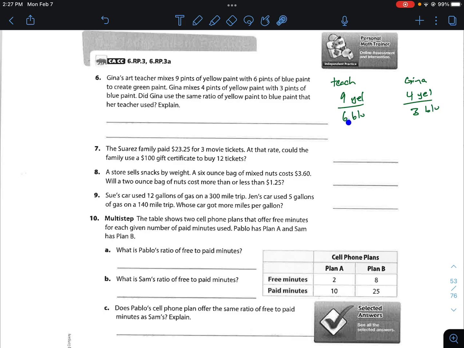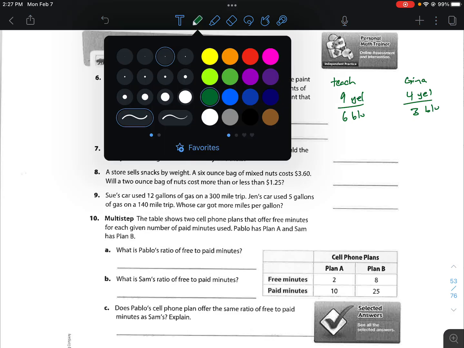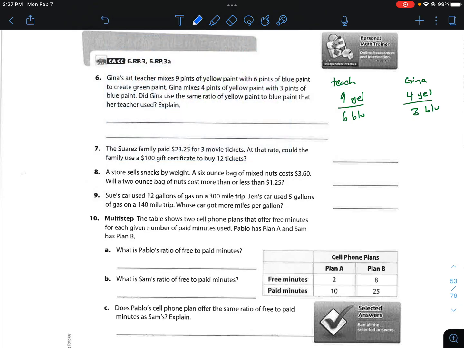Is 9 to 6 the same thing as 4 to 3? Well, ask yourself, can I reduce either of these? Can I reduce 9 to 6? What can I divide them both by? Oh, I can. Divide both by 3. 9 divided by 3 is, what is that? Well, it's 3. 6 divided by 3 is 2.